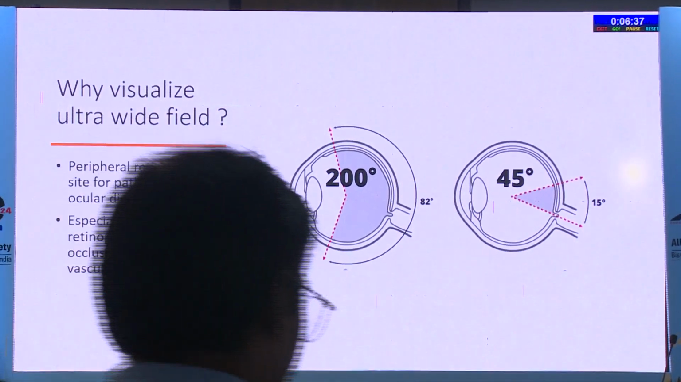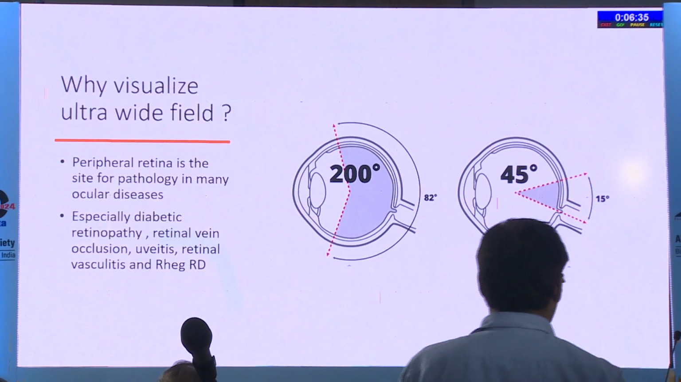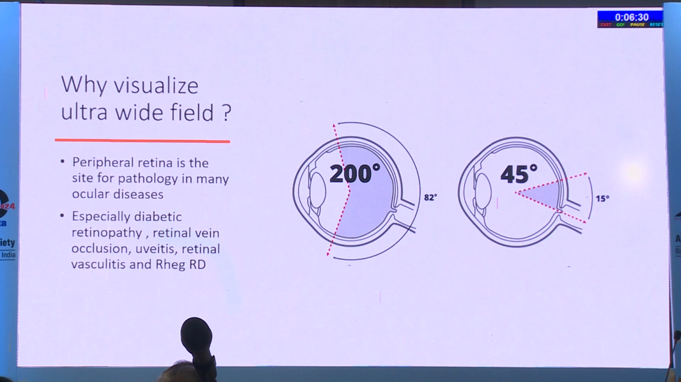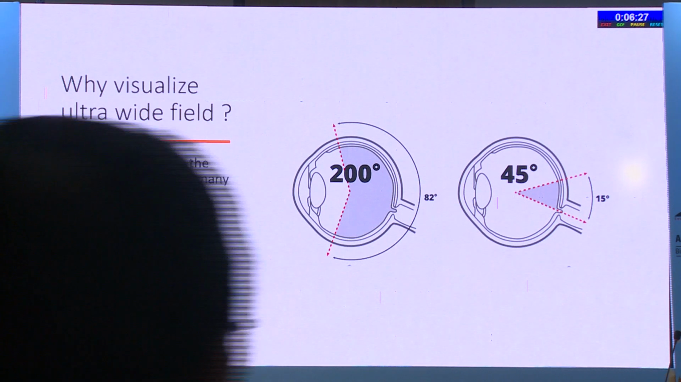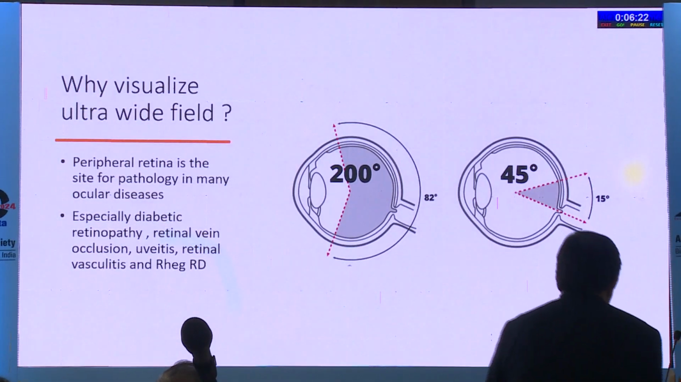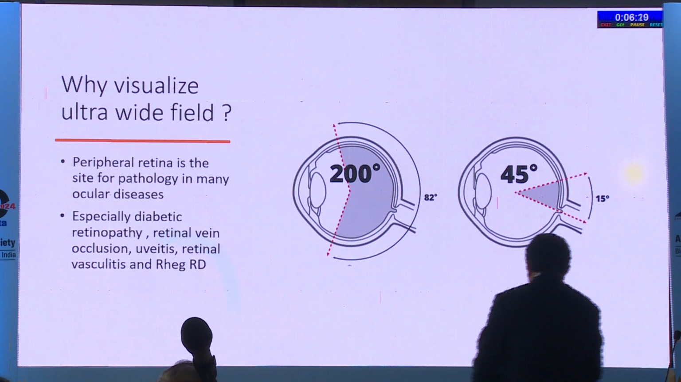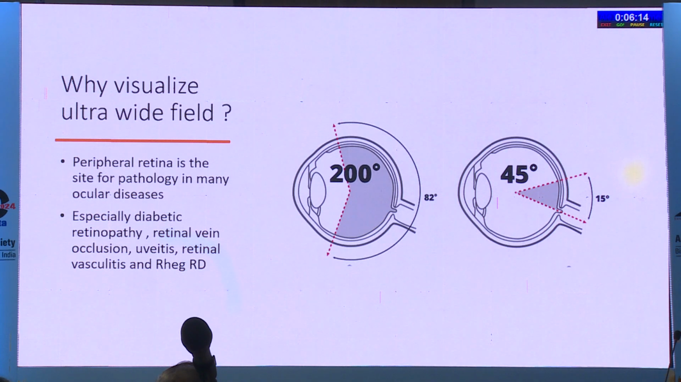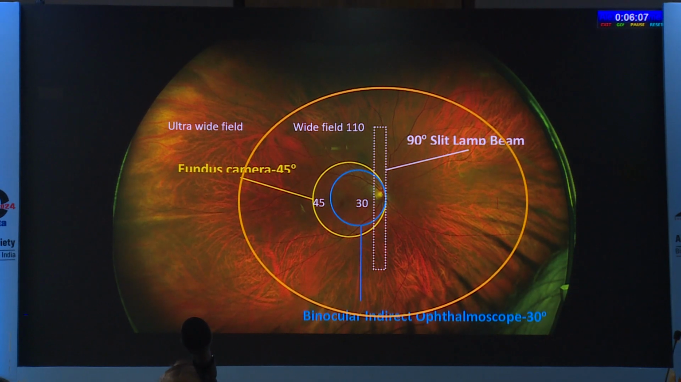So why visualize ultra-wide field? Peripheral retina is the site for pathology in many retinal diseases like diabetic retinopathy, vein occlusions, uveitis, vasculitis, and rhegmatogenous retinal detachment. As Dr. Prashant rightly mentioned, conventional photography only gives us around a 45-degree viewing angle of the fundus, whereas an ultra-wide field gives almost 200 degrees. Mirante offers you almost 163 degrees of fundus imaging in a single click. Ultra-wide field means any field which is beyond 100 degrees.